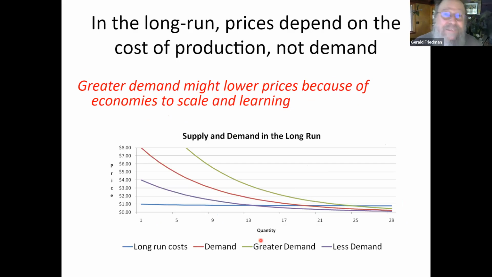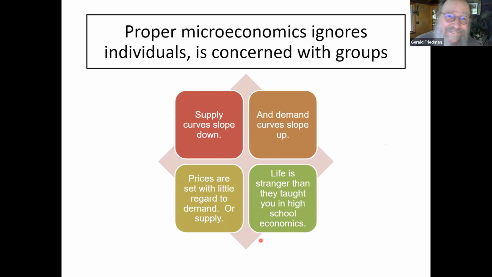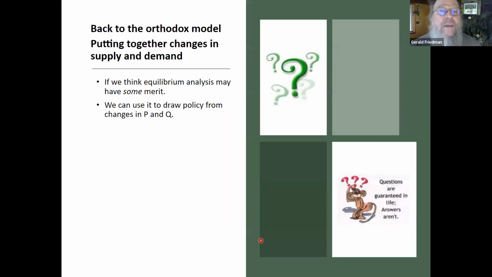In the long run, price is going to depend on the cost of production. And you have that downward sloping supply curve, downward sloping cost curve. Demand increases, prices fall. Isn't that cool? And demand curves slope up, which we talked about earlier. Life is strange. Okay. Back to the orthodox equilibrium.